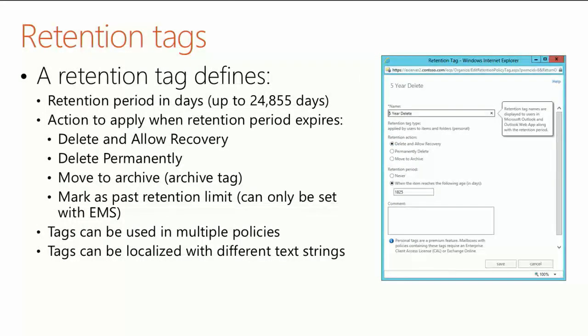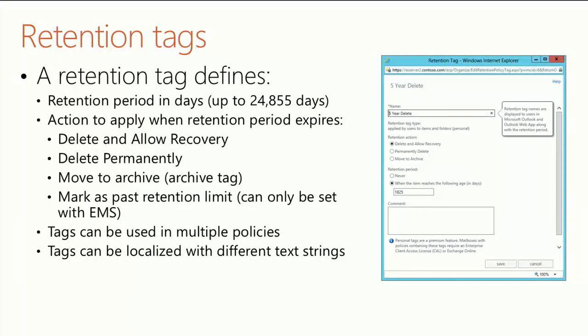So retention tag, actually I was wrong. It's only 24,000 days. I thought something else is 67,000. I think it's audit entries or something like that. But anyway, 24,000 days. So here we've got all of the bits that you can see on the side. A retention tag defines a retention period up to 24,855 days. And the action to apply, you can see all the ones. Typically the ones that are used are delete and allow recovery, which means move it into the recoverable items folder, because users can get it back there if they want to.